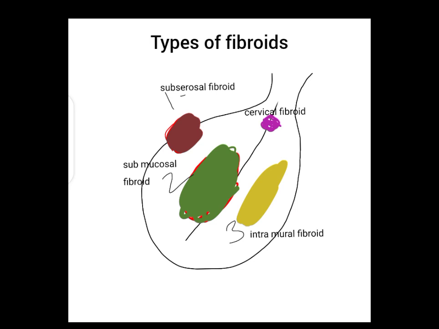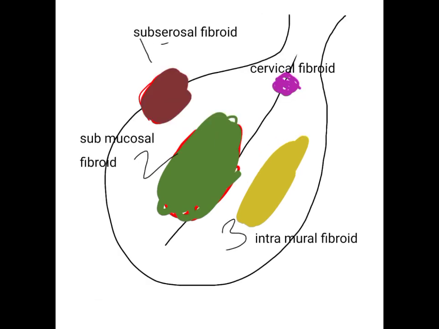So here I have explained the types with a sketch. You can see number one type is subserosal type. It is found along the outer layer of the uterus. Number two, submucosal, green in color. It is found along the endometrium of the uterus. And number three, and the most common one, is intramural fibroid, that is highlighted by yellow color.